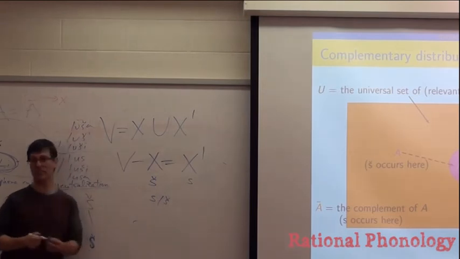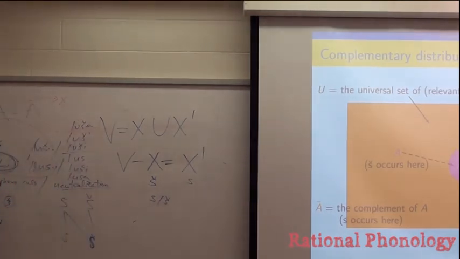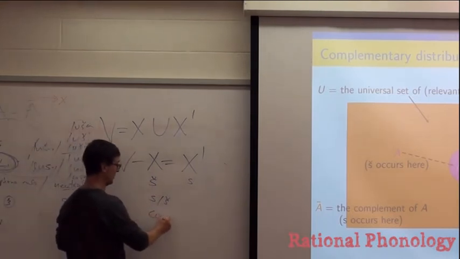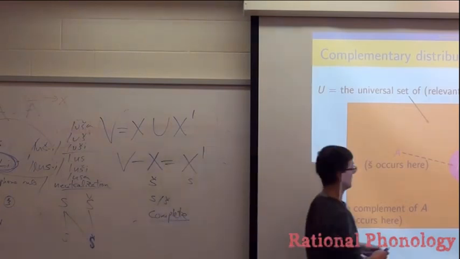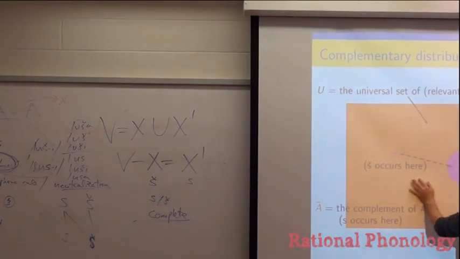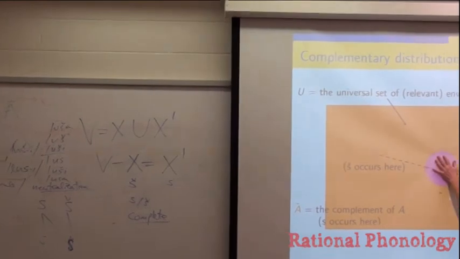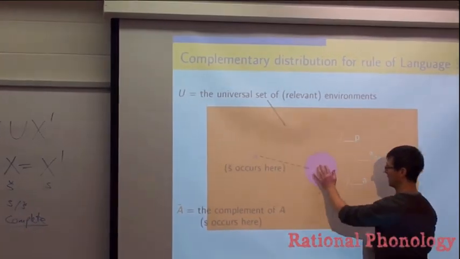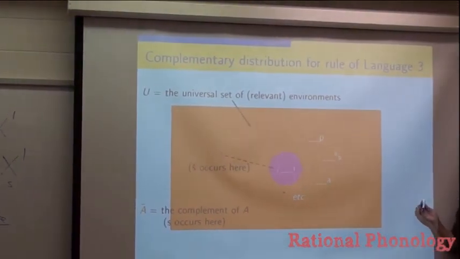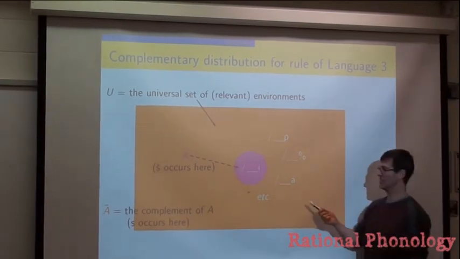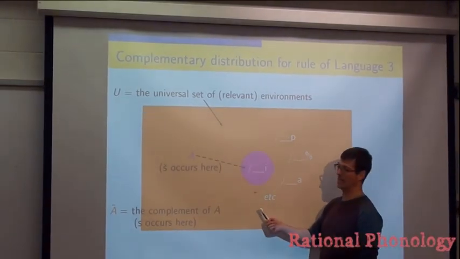The universal set. Right? So complementary distribution, the word is related to complete, to complete the set of all possible environments. It means that these two, the everything except the magenta, and the magenta, complete the set of all possibilities. Okay? So this corresponds to what we call allophones.